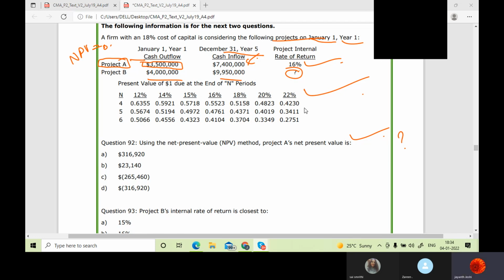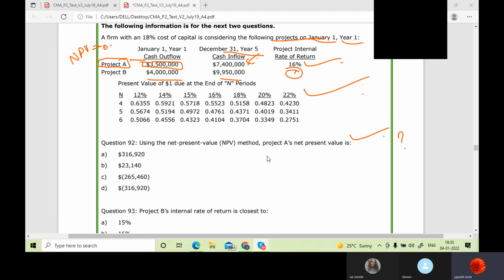Zarina and Smriti, any luck? Did you get the answer for the first one? No, sir. I'm not waiting that long. See, it's a very simple one. I'm not understanding why you are not doing it.